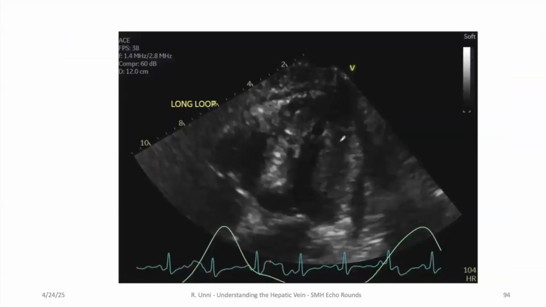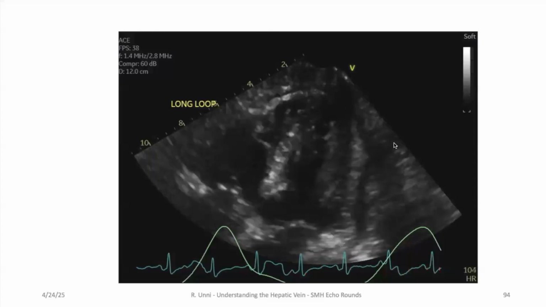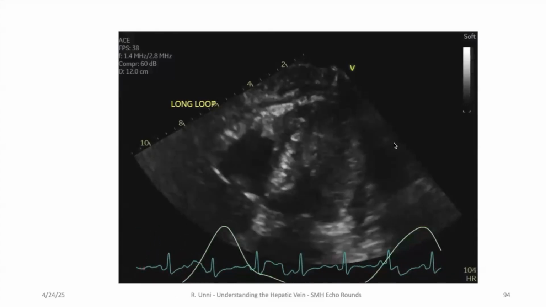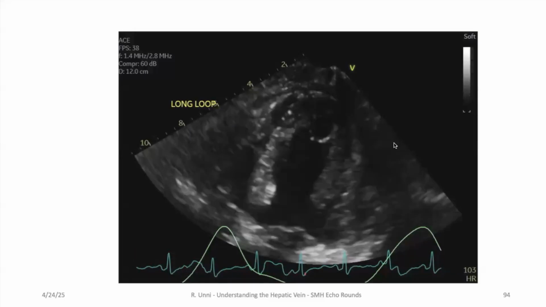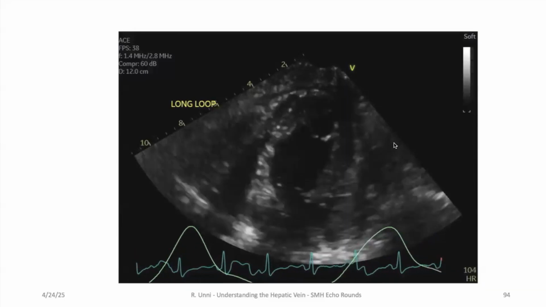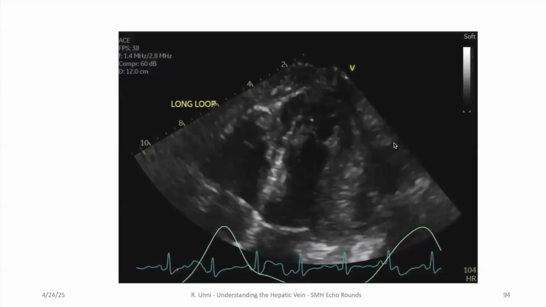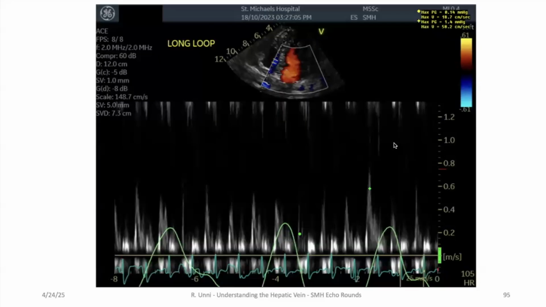So let's look at a case. This is again, I think, from the archives. You can see here, if you're looking at the LV, there's increased interventricular dependence. There is this kind of swinging of the septum into the LV during inspiration. We have increased tricuspid inflow variation with respiration.